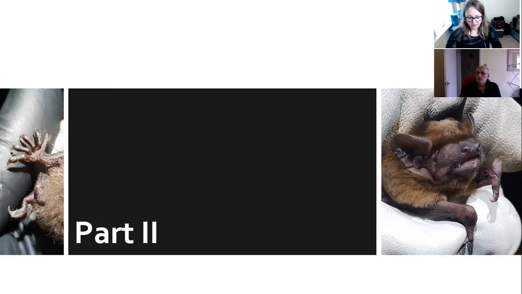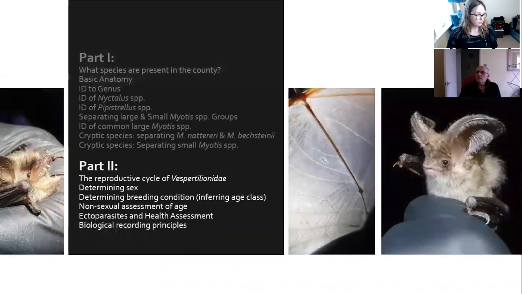So now we get into the more detailed identification. We are going to go through the reproductive cycle of Vesper bats. We're going to go through determining sex, which in most cases is pretty much like, whoa, it's a boy or it's a girl. It's pretty easy. The only time that you would think that you have a male when you've got a female is if you've never seen a male before. It's literally one of those things where they're pretty well endowed for their size. And then we're going to look at determining breeding condition and inferring age class from that breeding condition, and look at non-sexual assessment of age.